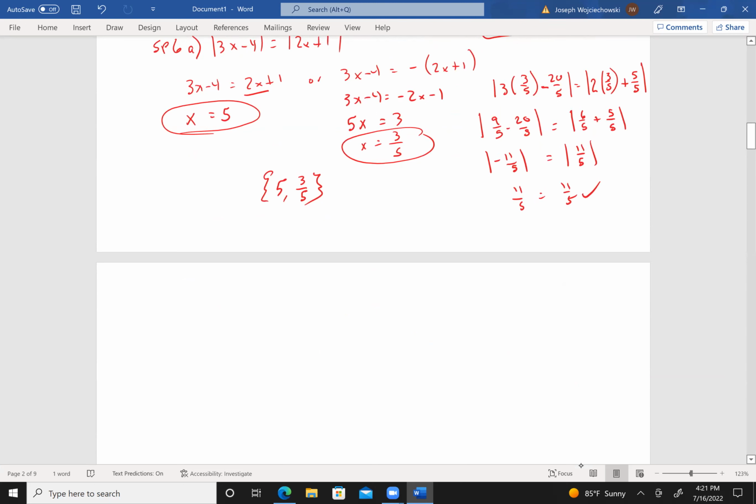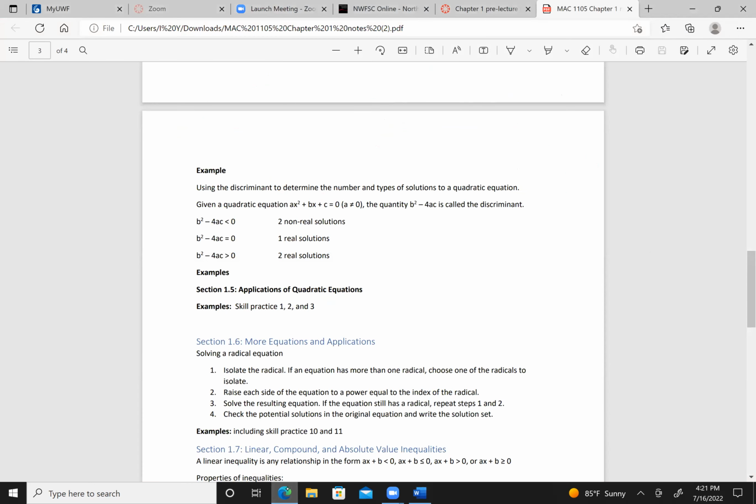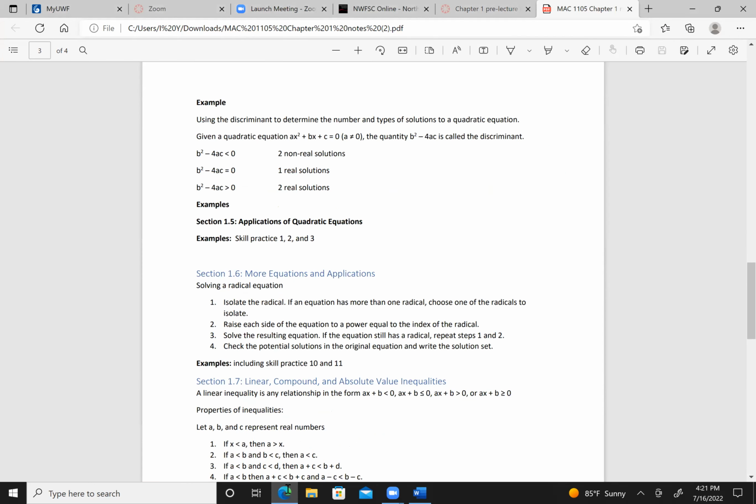We'll look at skill practice 7, which says solve the equation: the square root of t plus 7 equals t minus 5. Now, if we go back to here, you want to isolate the radical. It already is. Raise each side to the power of the index and solve the resulting equation.